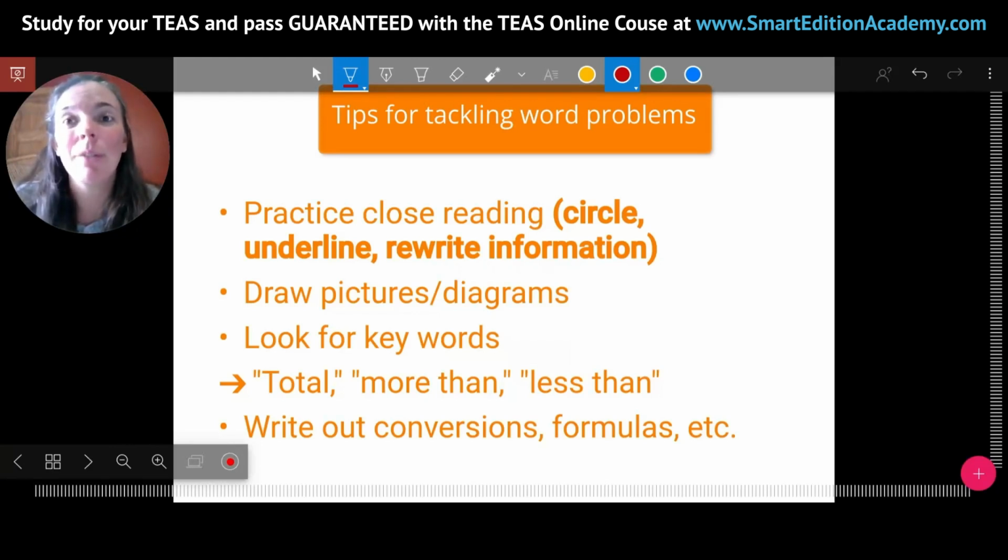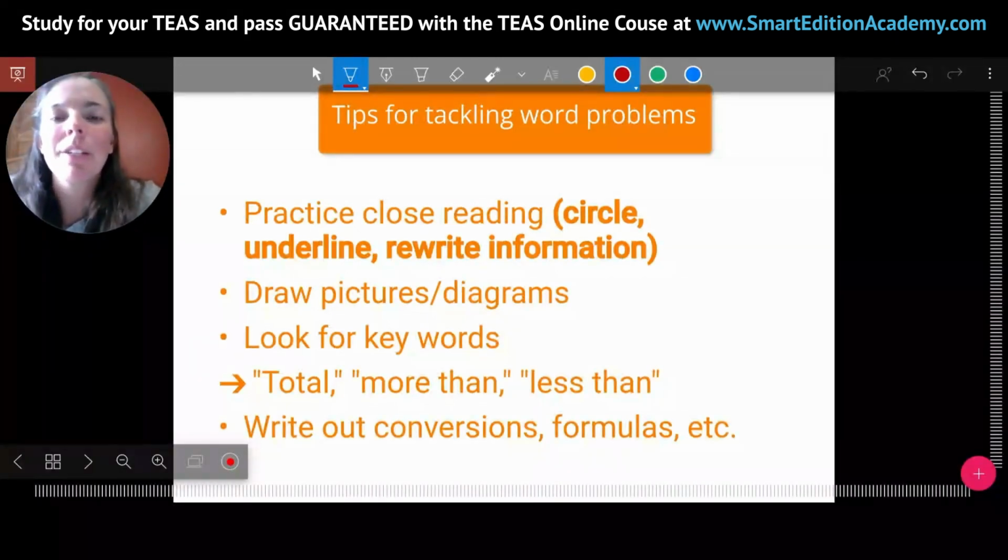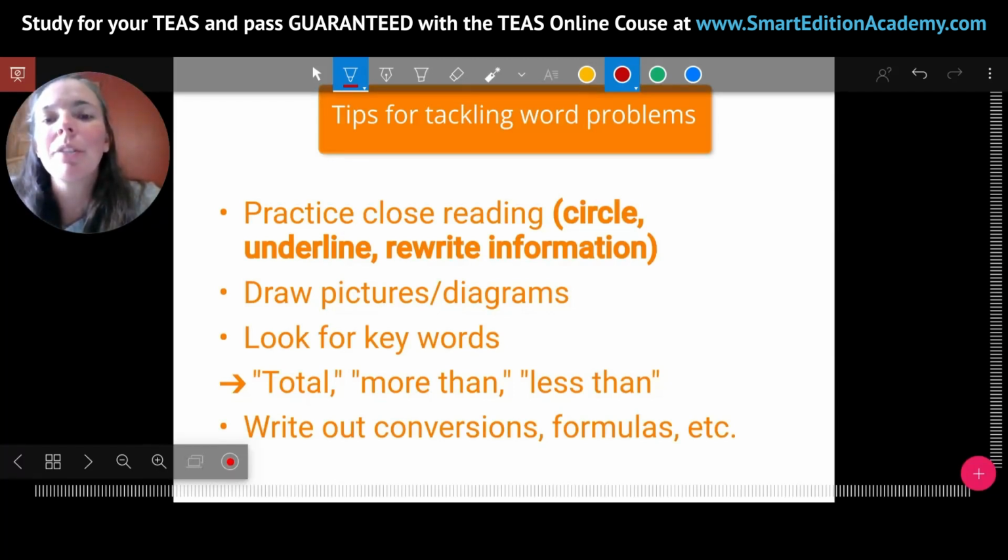We need to have strategies to tackle word problems so we don't make mistakes just by misreading or misunderstanding what they're asking. So I practice close reading strategies. You may have noticed as I was going through a few of those previously, I like to circle, underline, write information out, draw pictures. These are really important strategies for tackling word problems. So doing close reading and drawing pictures can save you from a lot of the mistakes you might make if you're just trying to keep it all in your head.